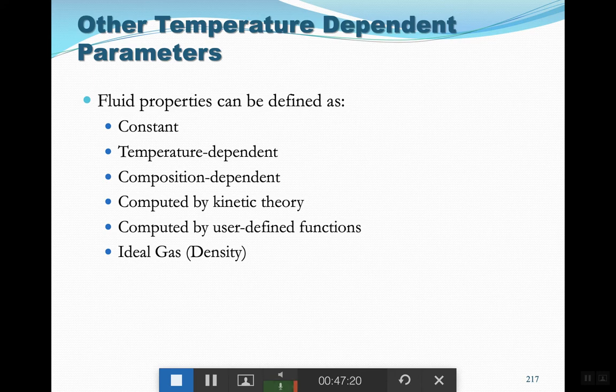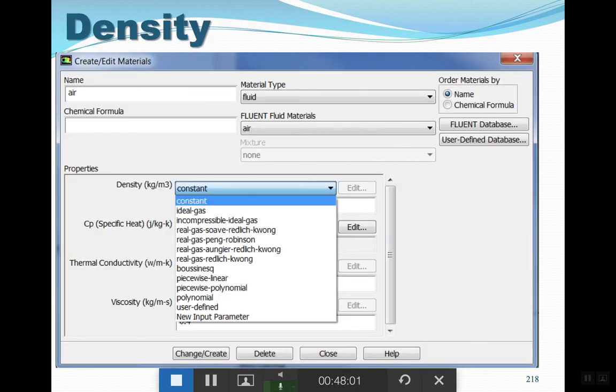Okay, now before ending this chapter of our course, we need to basically discuss one more thing, and that's other temperature dependent parameters in our system. So when we include the energy equation in the equations that we are solving, it means we have a temperature parameter. For that reason, there could be other parameters, usually of the fluid, that can be temperature dependent. So let's have a quick look at them.